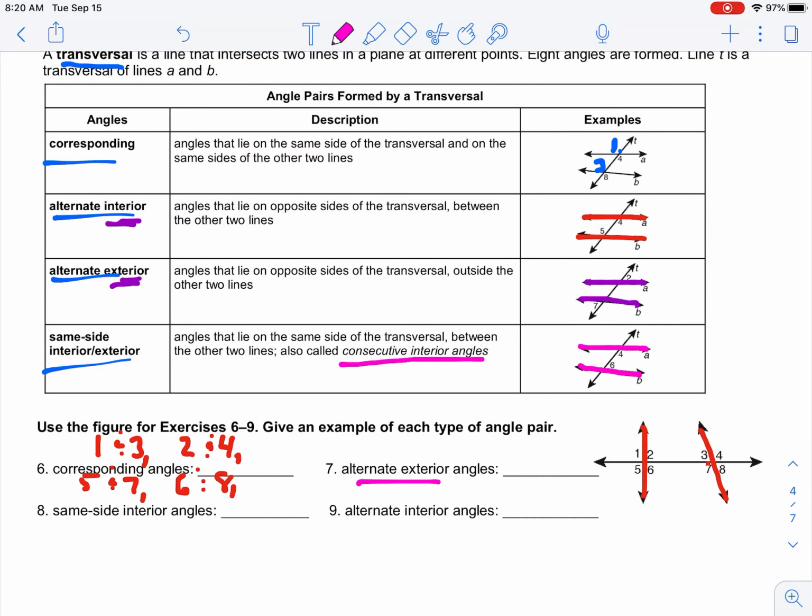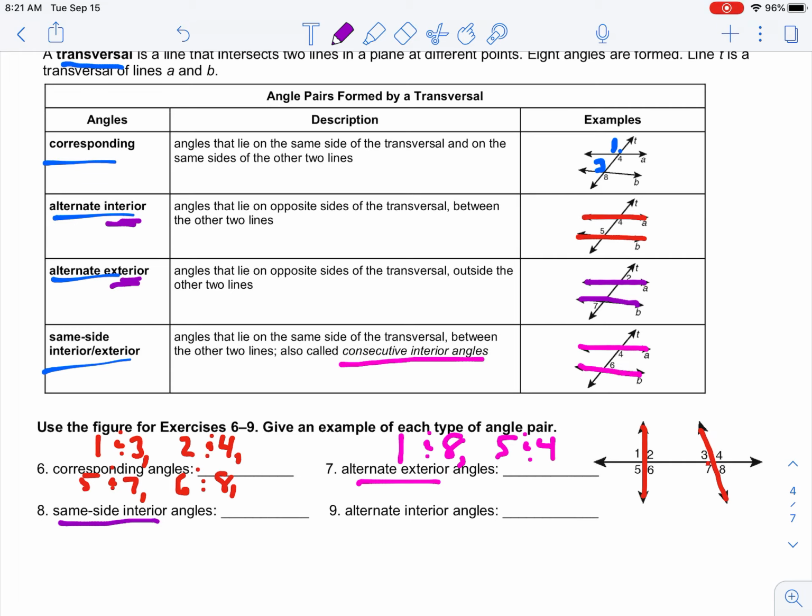All right, let's go to alternate exterior. Exterior means this time they're outside the 2 red lines. They're not inside, they're outside it. They're going to alternate which side of the transversal they're on. So I see angle 1 is outside, and then if I alternate sides of my transversal and I stay outside, 8 is also outside. So 1 and 8 would go together because they're both outside exterior and they alternate sides of the transversal. The other ones that would work is 5 and 4. 5 is outside of the red line, 4 is outside of the red line, and they alternate which sides they are on the transversal.